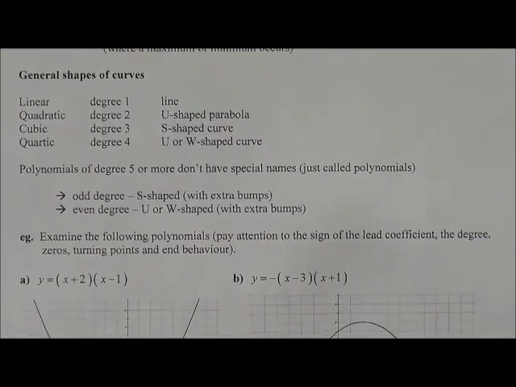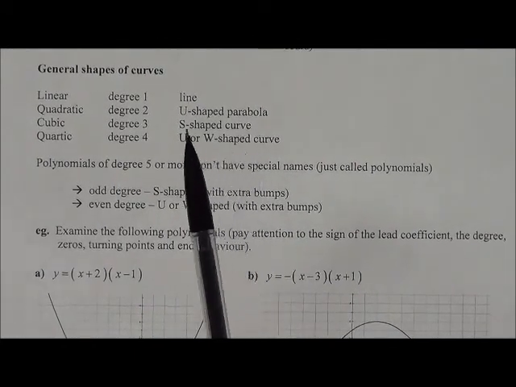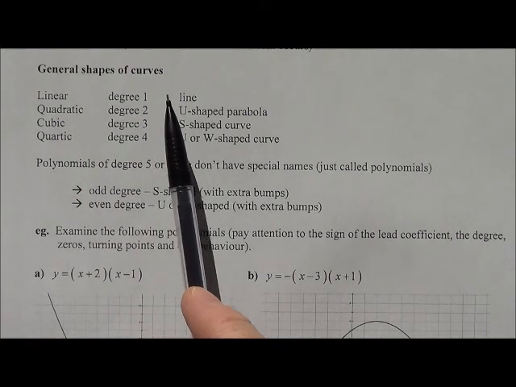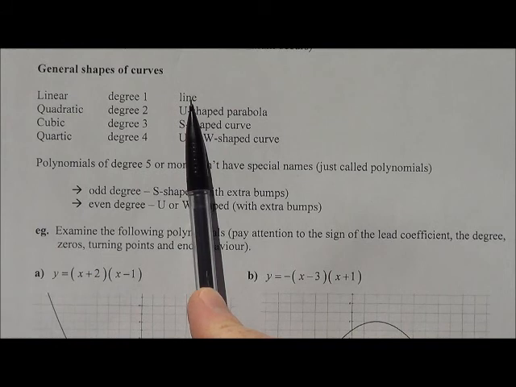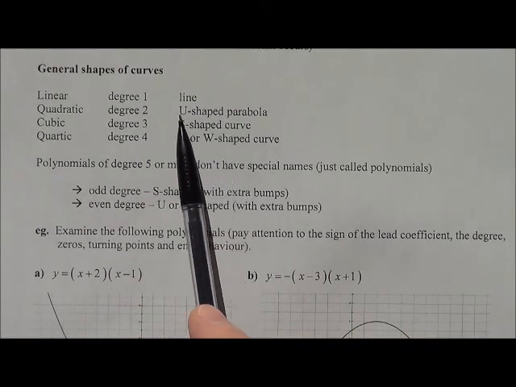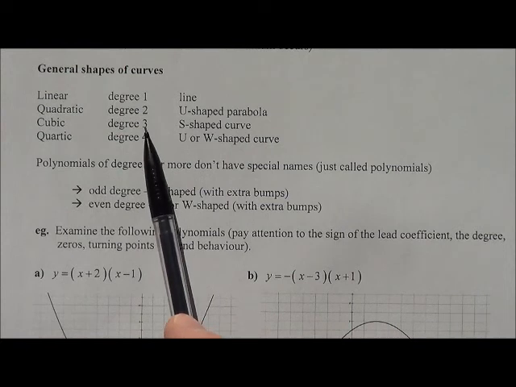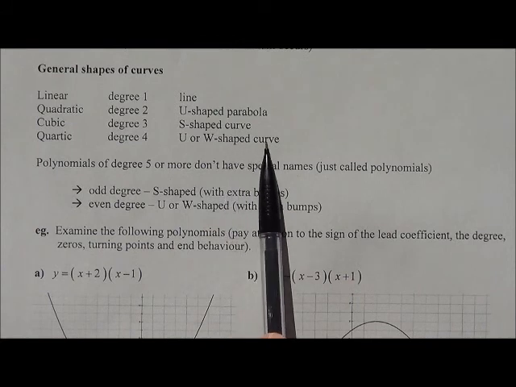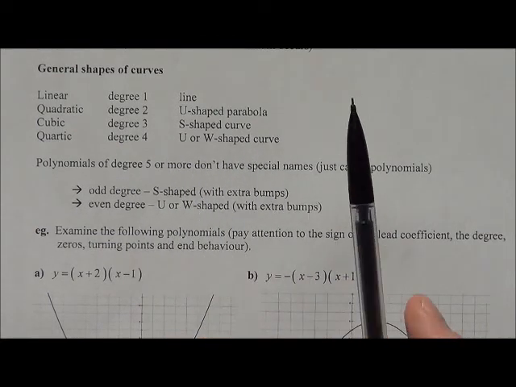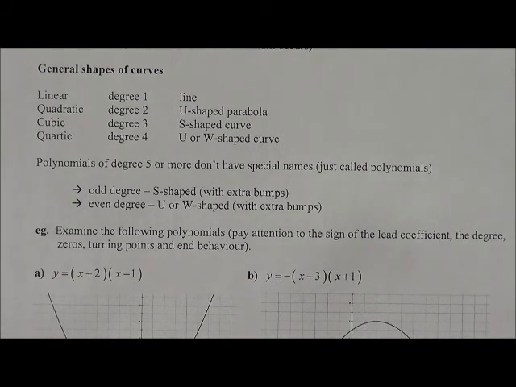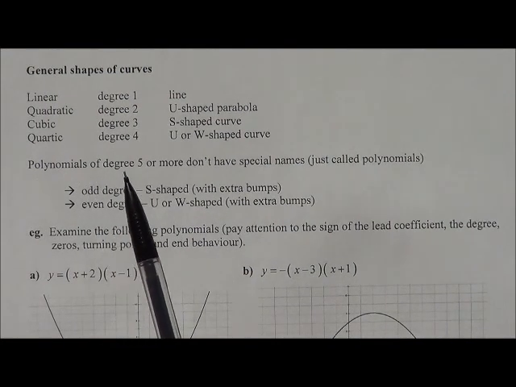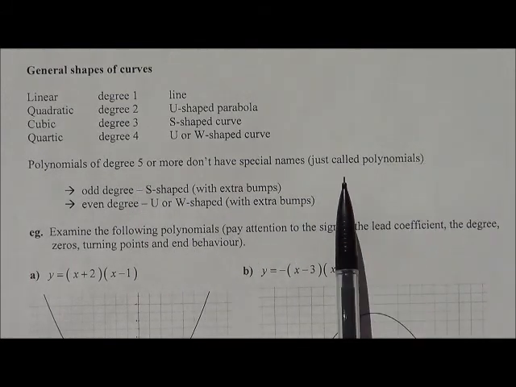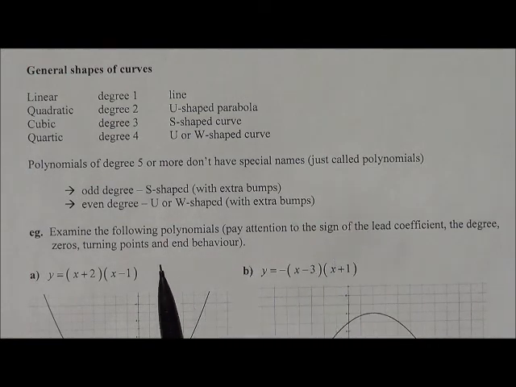As we move along, we've got general shapes of curves. Linear is degree 1, and the shape is a line. Quadratic is degree 2. It's a U-shaped parabola. Cubic is degree 3. It's like an S-shaped curve. Quartic is degree 4. U or W shaped, depending on what the equation's like. And anything of degree 5 or more doesn't really have a special name. They're just called polynomials of degree 5 or degree 6, etc.